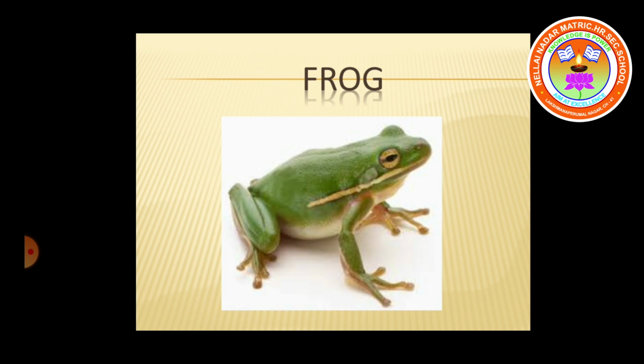Now let us move on to the next organism, the frog. Where does a frog live? Where do you see a frog? You can see a frog on land as well as in water, isn't it? What do we call that type of organism? Amphibians. What are amphibians? Amphibians are dual mode organisms. What is a dual mode? They live in water as well as on land.